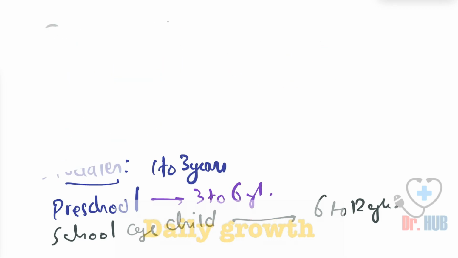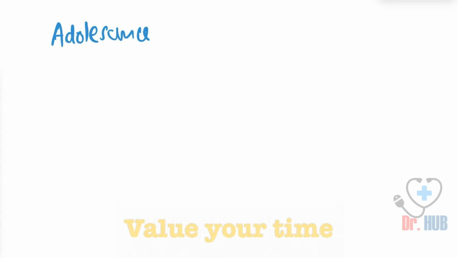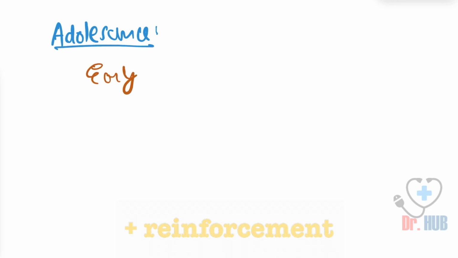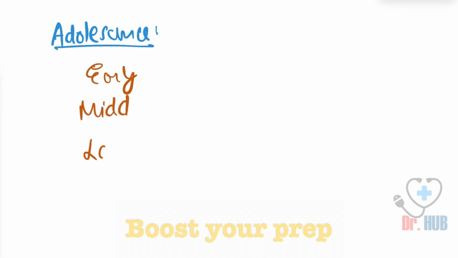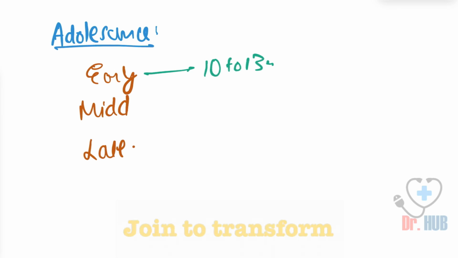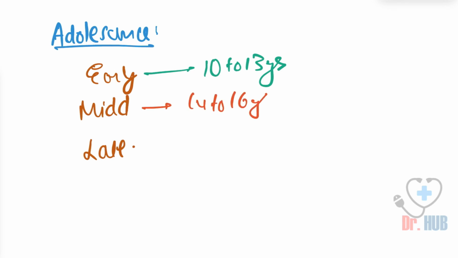Then we'll move on to the other topic, adolescence. Under adolescence, first we have early adolescent, middle adolescent as well as late. What does early stand for? Early is from 10 to 13 years. Then we look at middle. Middle is 14 to 16 years. And then comes the late. Late is from 17 to 19 years.